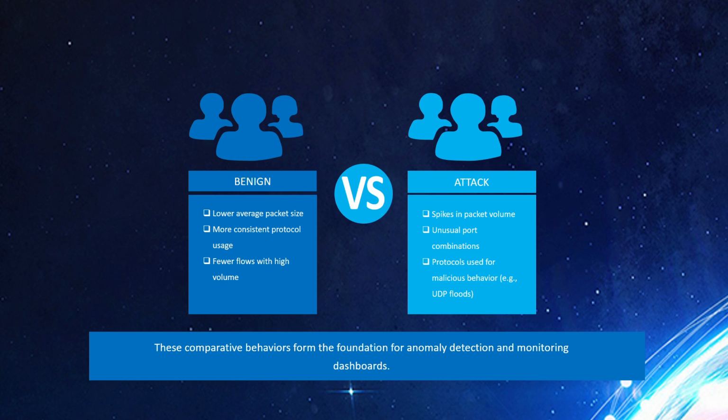From our analysis, we found some clear distinctions. Benign traffic showed stable, predictable protocol usage, smaller packet size on average, and fewer large volume flows. In contrast, attack traffic had spikes in packet volume, unusual port combinations, and often employed aggressive protocols such as UDP floods. These behavioral differences provided strong signals for identifying anomalies and played a critical role in training our machine learning models.